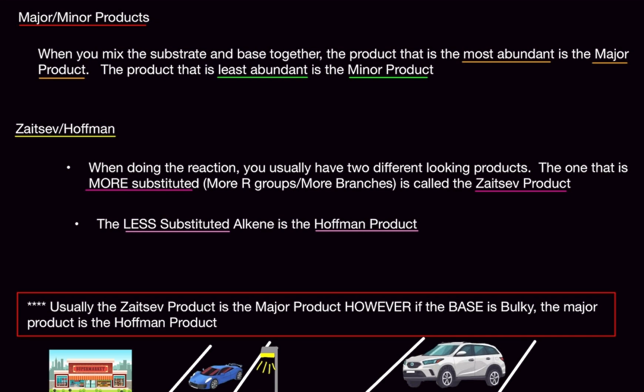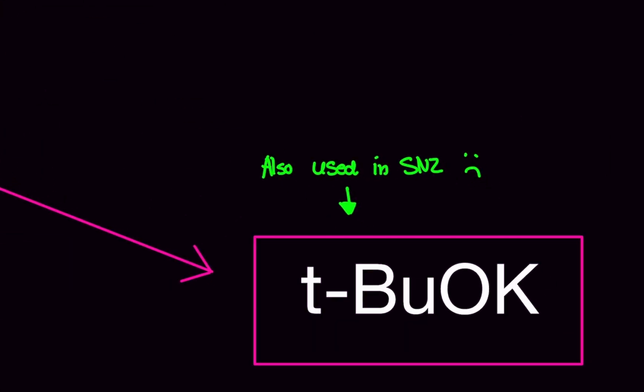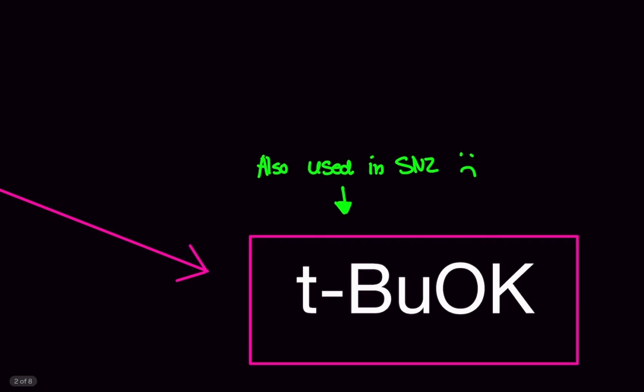So once again, the Zaitsev product is usually the major product, not always, right? It is not when the base is bulky. So for example, if you see tert-butoxide, the Hofmann will be the major product, okay, not the Zaitsev. So if you get asked a question, given this reaction, draw the major and minor product, and indicate which is major and minor, and you're given tert-butoxide, and you show the more substituted as the major product, you will get it wrong because tert-butoxide is bulky.